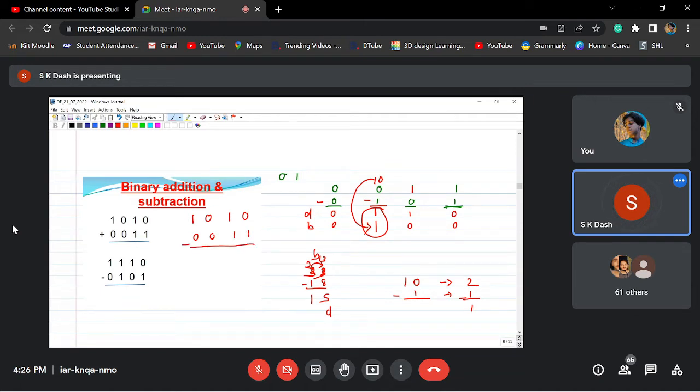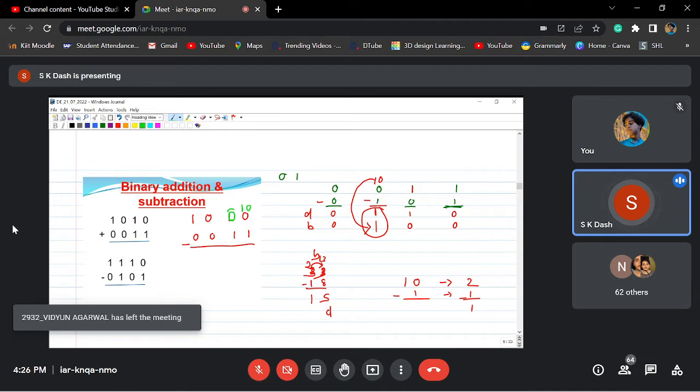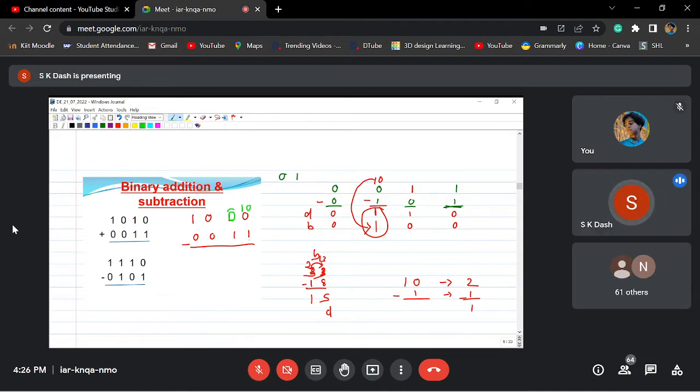Now tell, first, what will happen here? Sir, 0 minus 1. I will require a borrow here. From here borrow will come, from here borrow will go. So this becomes 1 0. Because borrow goes from here, this becomes 0. Now 1 becomes 1 0 minus 1. So difference is 1. This borrow is 1 and difference is 1.